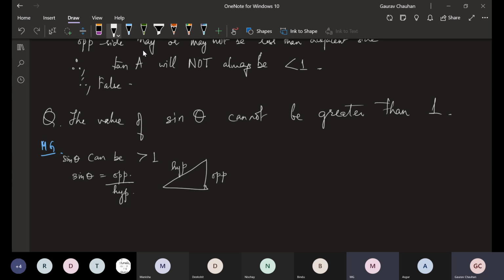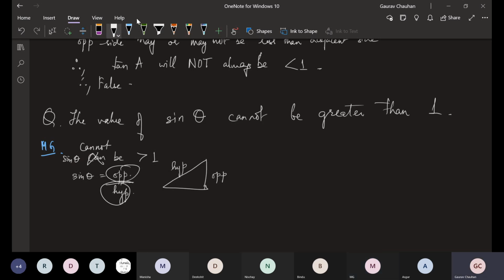Sir, it can't be greater than 1, sir. It can't be greater. Then why did you say can be, man? Sir, it can't be because, sir, hypotenuse is the greatest side, sir. So obviously, when we divide it by opposite side, it will be lesser than 1, sir. Very good, MG. Okay, it cannot be greater than 1.